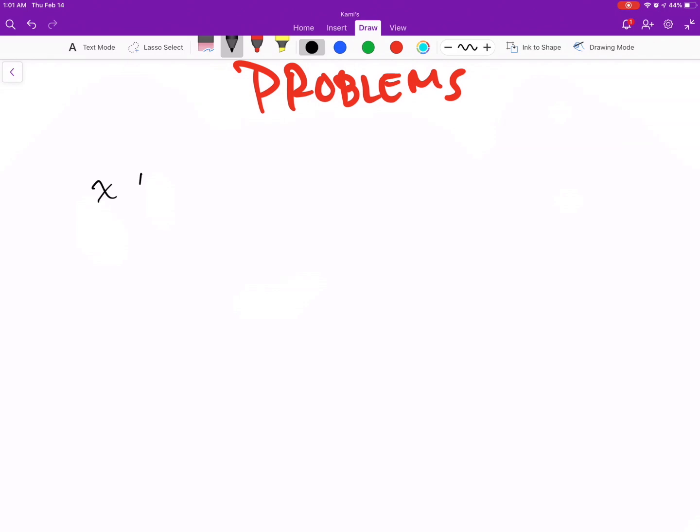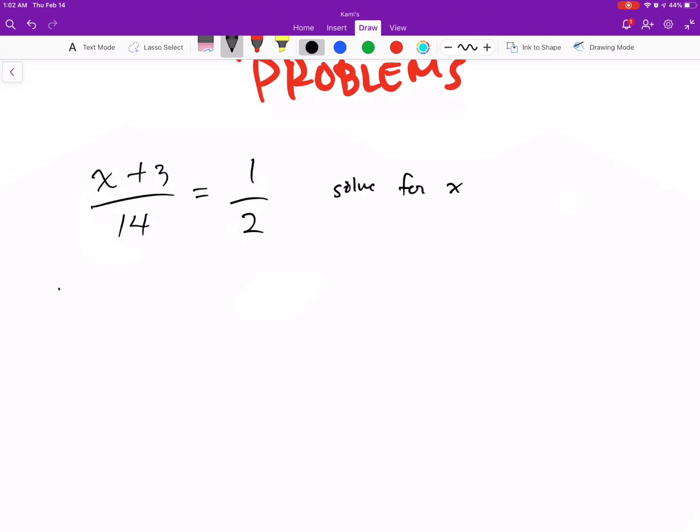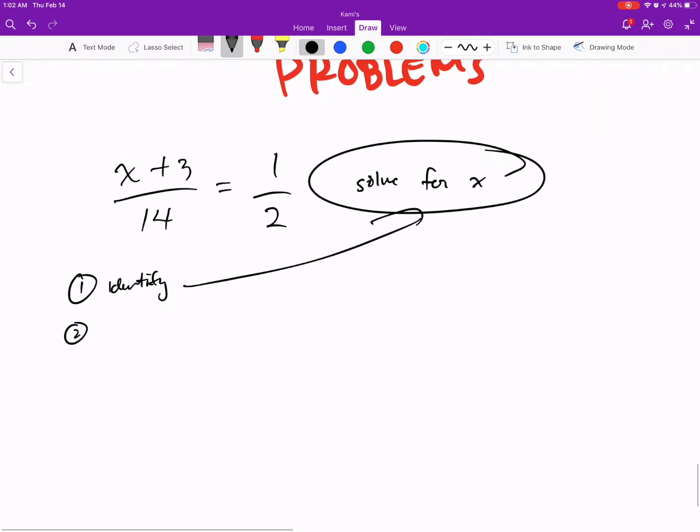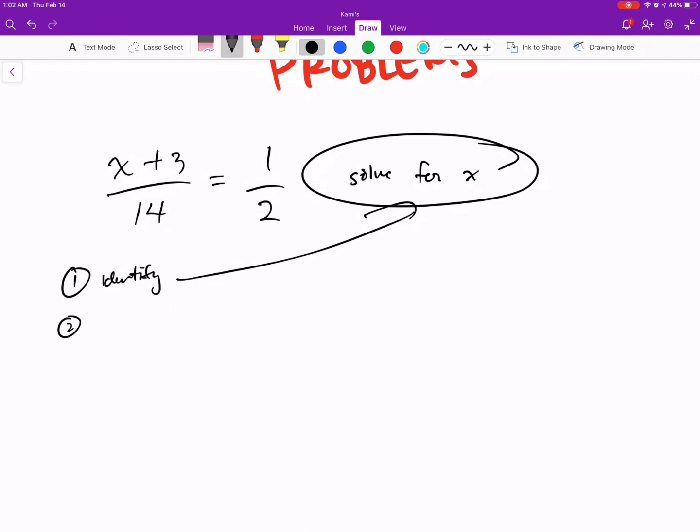So, x plus 3 over 14 is equal to 1 over 2. So this one is solved for x. Alrighty, first step is to identify. Well, we are solving for x, so that's done. Step 2 is to identify the operation. So we just have fractions here.